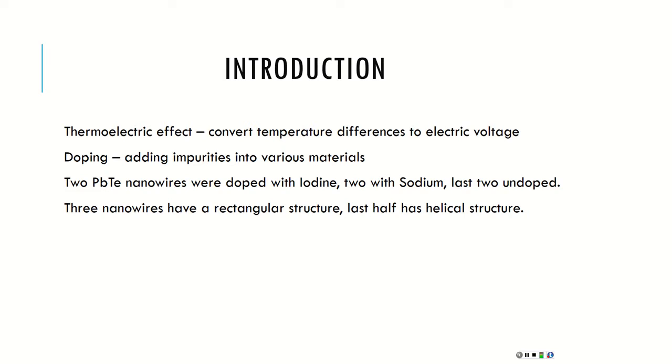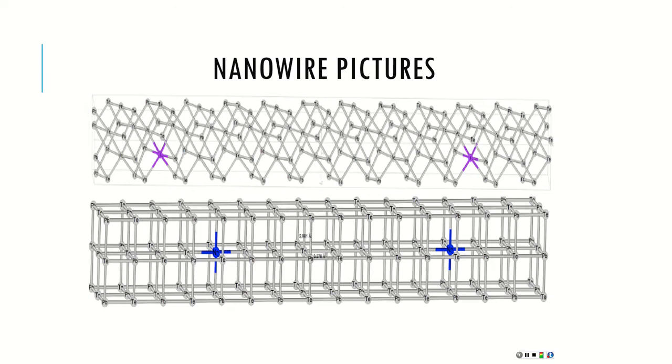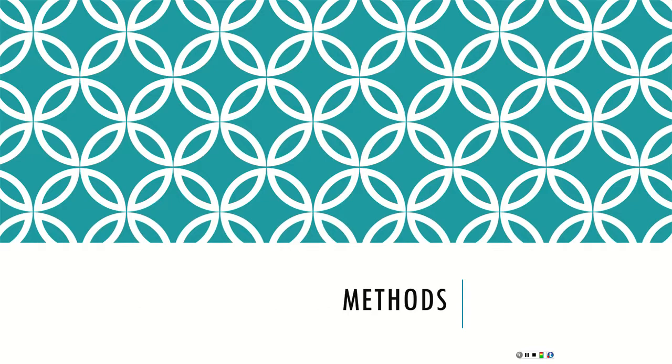So for my research, I investigated 2 PVT nanowires, which were doped with iodine. 2 were doped with sodium, and the remaining 2 were undoped. And also 3 of these nanowires have a rectangular structure, and the other half has a helical structure. Okay, and these are just examples. So this is a helical structure doped with iodine. Bottom is a rectangular structure doped with sodium.